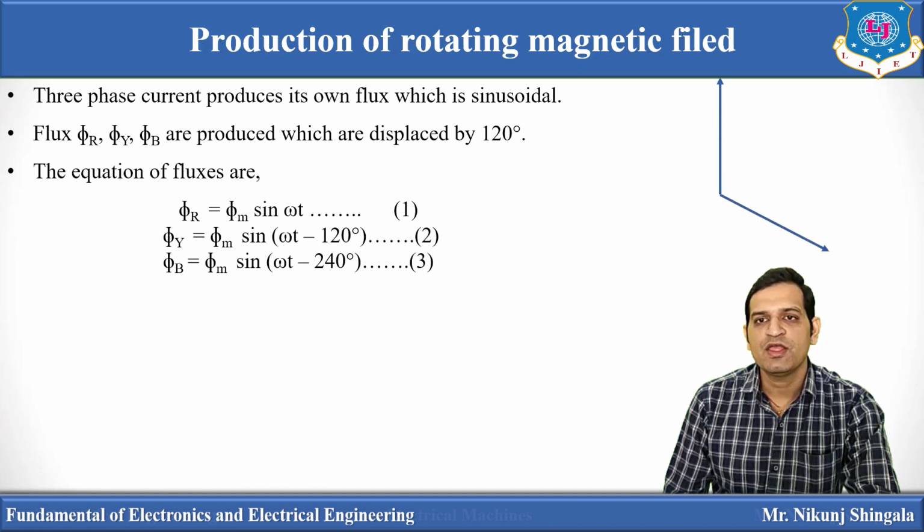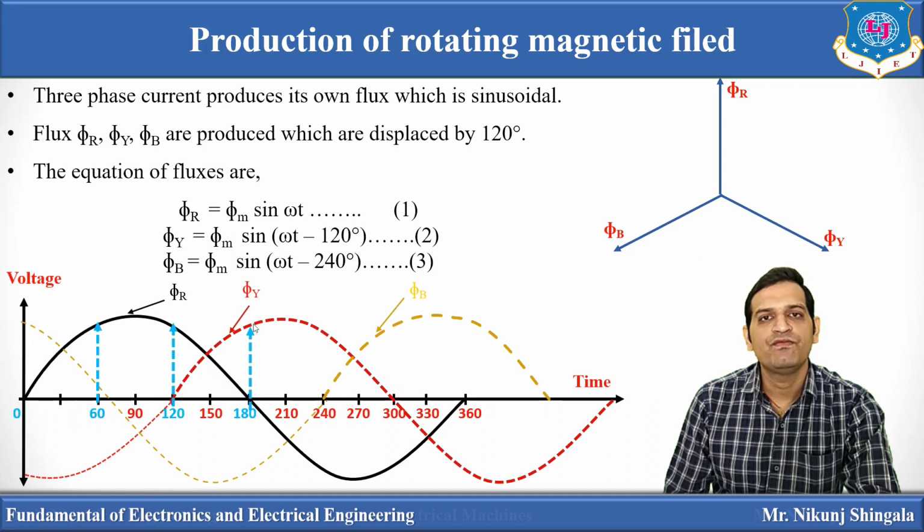And the phasor representation of these fluxes is this: phi R, phi Y and phi B. Phi R is taken as the reference phasor and all are displaced by 120-degree from each other, and this is the waveform of phi R, phi Y and phi B with respect to time. So here you can see phi R starts from origin 0, phi Y starts 120-degree after phi R, and phi B starts 240-degree after phi R. So these are the three equations and waveforms of the alternating flux produced in each phase.